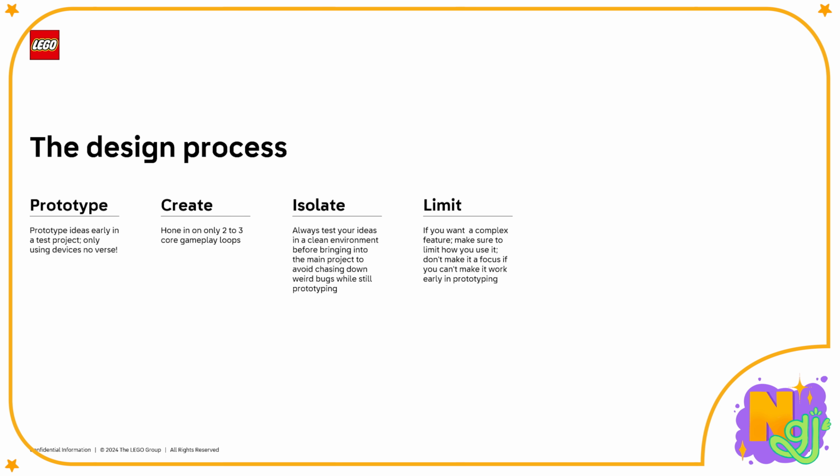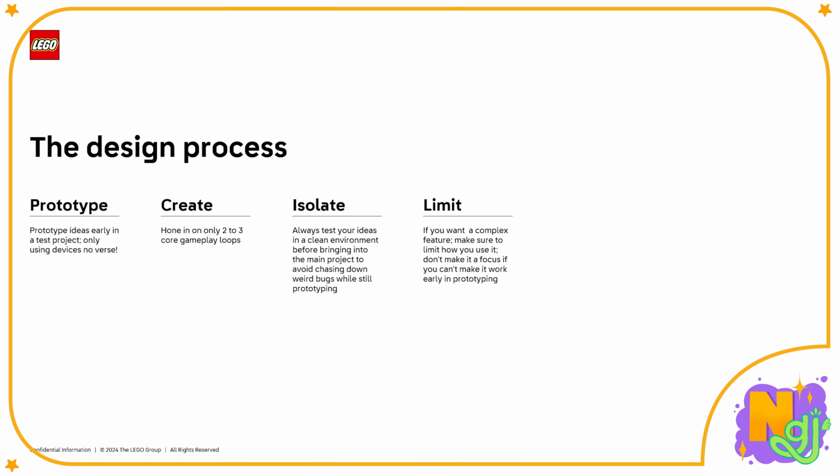And then the other thing we really focus on doing is if you want a really complex feature, make sure to limit how you use it so that you're not adding scope creep into what you're building, right? So you go for a really complex thing, think about how it's going to work within your systems and how it's going to play. And if you can't make it work early in prototyping, maybe that shouldn't be a focus of what you're building, because that could derail you down the road.